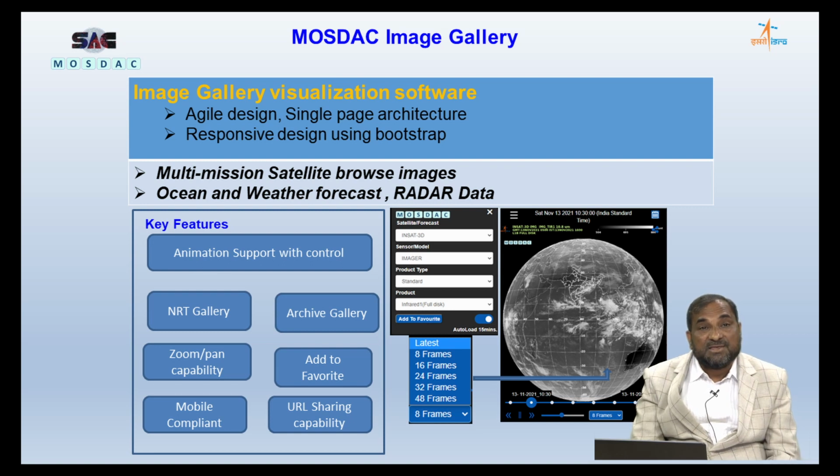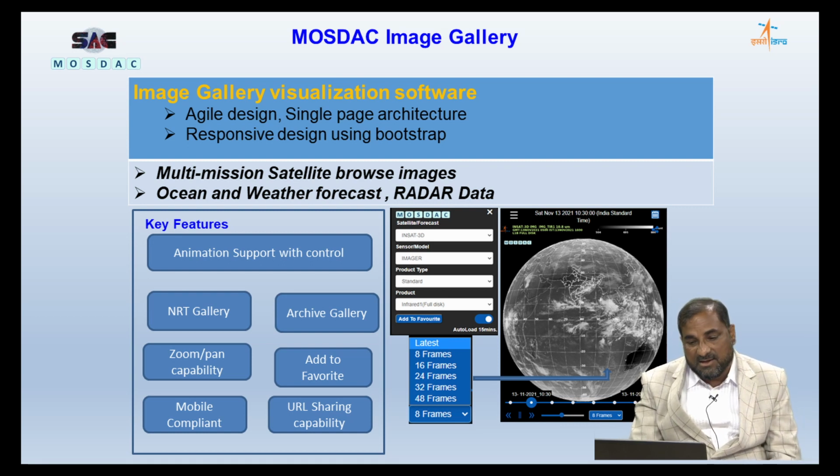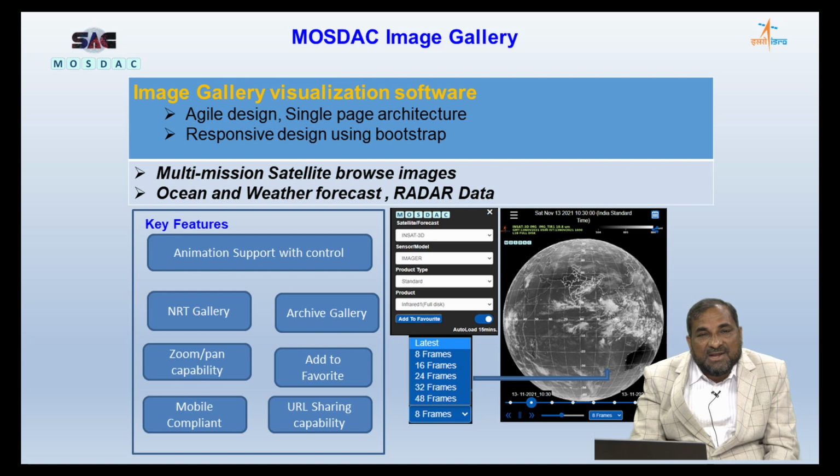For example, 3D and 3DR are staggered with a 15-minute interval. If I want to see how the cloud movement is going globally, I can see. If you want to see a particular region, like a sector product, I can see that. A lot of features are provided with this image gallery, particularly animation support and the near real time gallery. Anyhow, zoom and pan facility, and add to favorite is another very good facility here. For example, if I am interested in only a blended image or a particular region product, I can add it to favorite. Whenever I start the application, that image will be seen as a fast image.